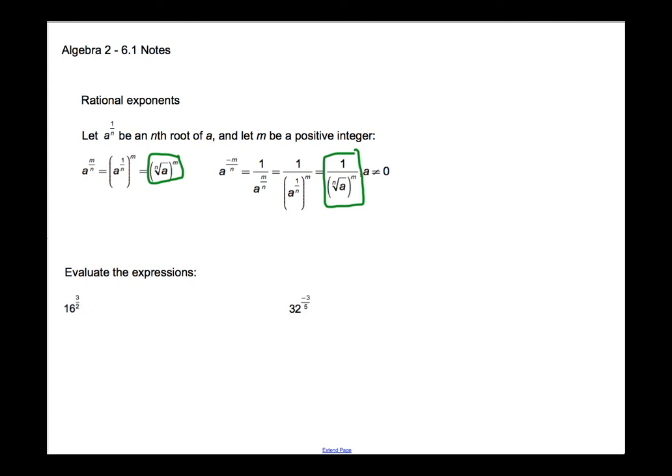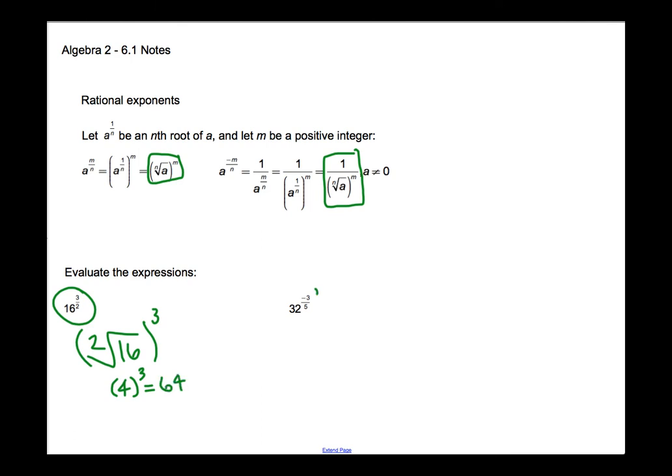So if I'm looking down here at 16 to the 3 halves, I'm looking at the square root of 16 cubed. Well, the square root of 16 is 4, so I'm actually looking at the number 4 cubed, and 4 cubed is 64. Not too bad. Not too bad at all. Just go one step at a time until you're done.